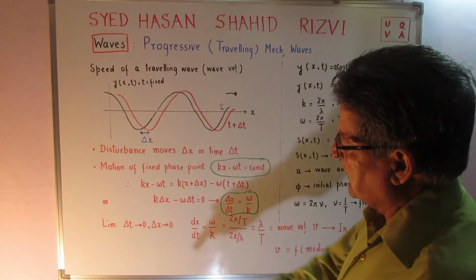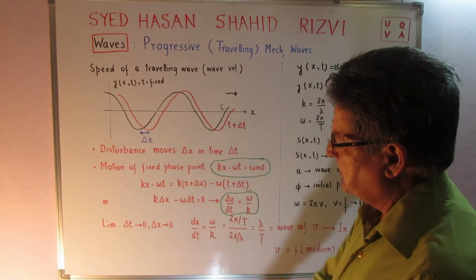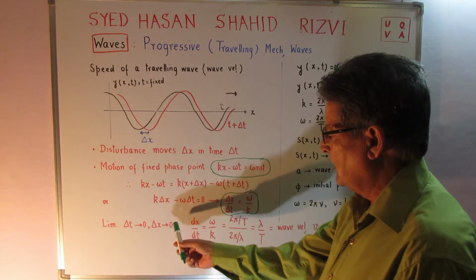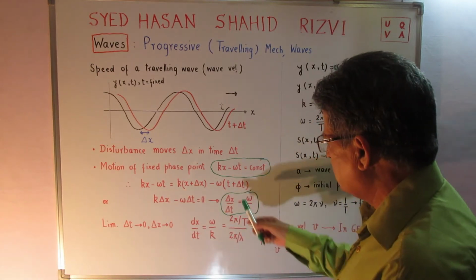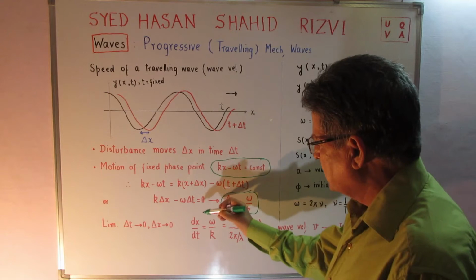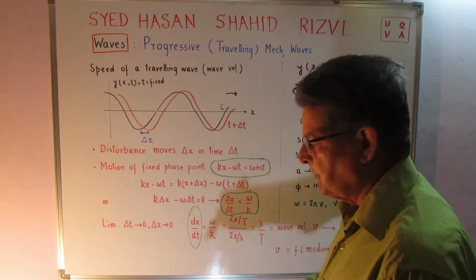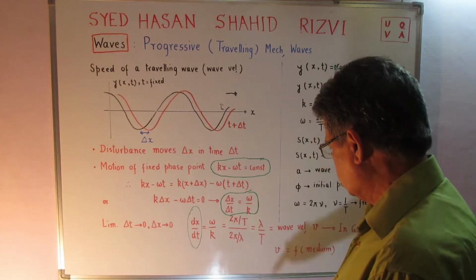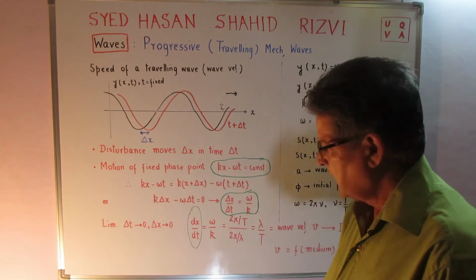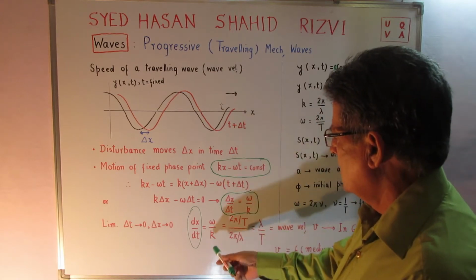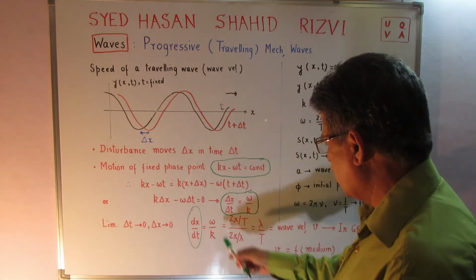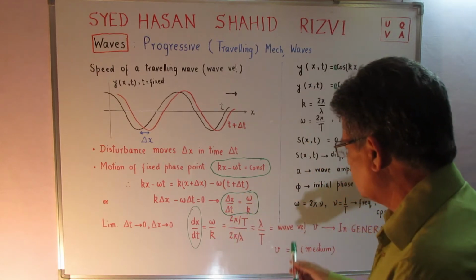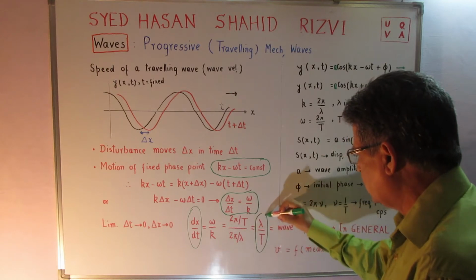In the limiting case that Δx is nearly equal to 0, in the limit tending to 0, Δt also tending to 0, I can write this Δx upon Δt in the form of a differential dx/dt, which is defined as the wave velocity. This becomes equal to ω upon k. ω I can write as 2π over capital T and 2π upon λ for k, and this turns out to be equal to λ upon T.